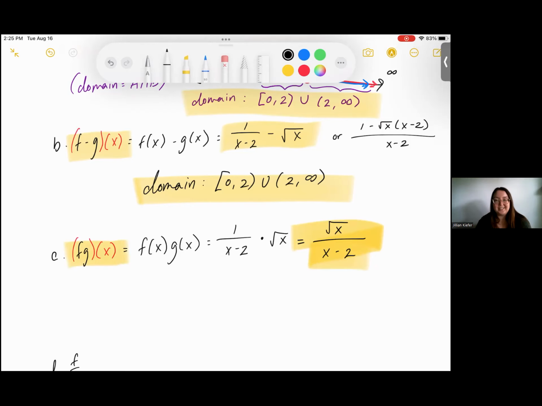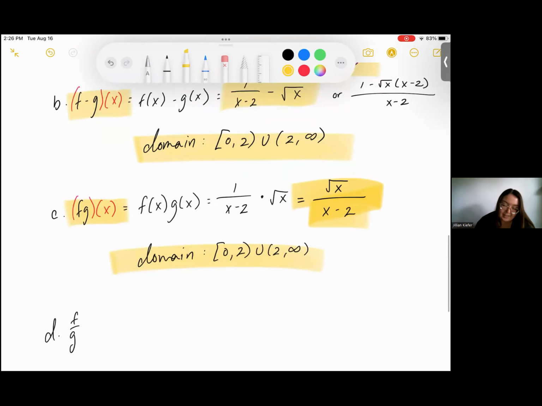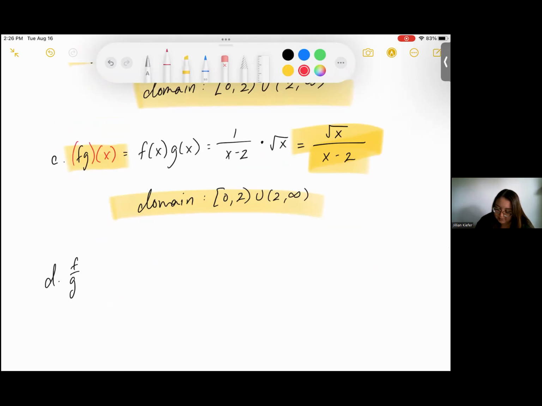Once again, domain is the same. So our domain is once again 0 to 2 and 2 to infinity. Gets really nice once you don't have to compute domain again. But here we go, part D. So now we actually do have to take another look at domain. Not a lot is really going to change here, but we do have to kind of factor in that extra bit of information here with just knowing that G cannot be 0 because we can't divide by 0.